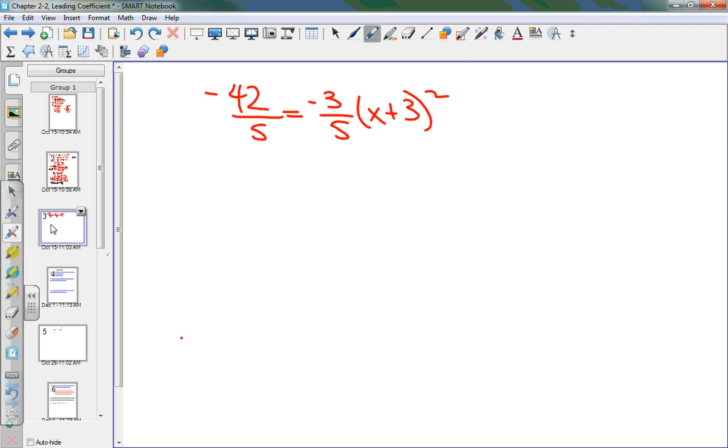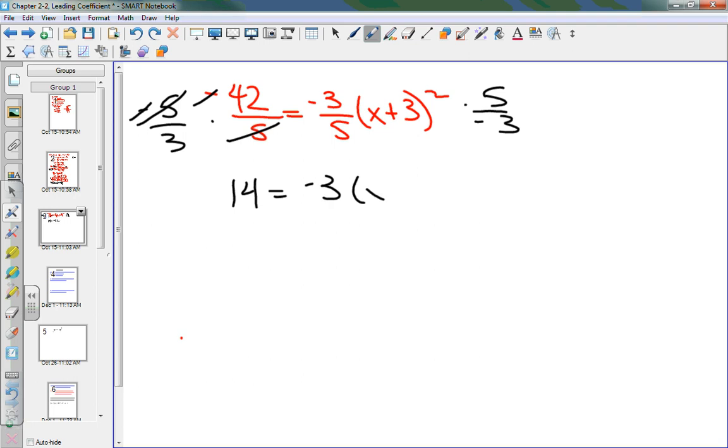Okay, so now, talk to me about those fifths. What happens to the 5? Why? You multiply both sides by the reciprocal of 5 over negative 3. And what happens is the 5's cancel out and the negatives cancel out. Do we see that? And so what you have is 42 divided by 3. What is 42 divided by 3? 14. And that's gone on the right-hand side. And what you are left with is just x plus 3 squared, right?